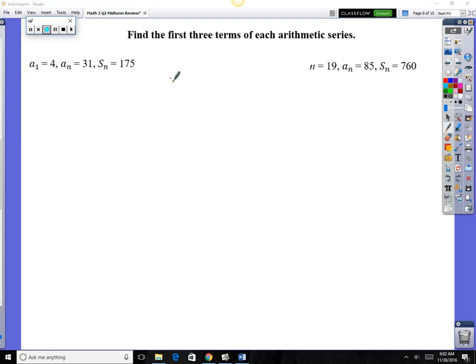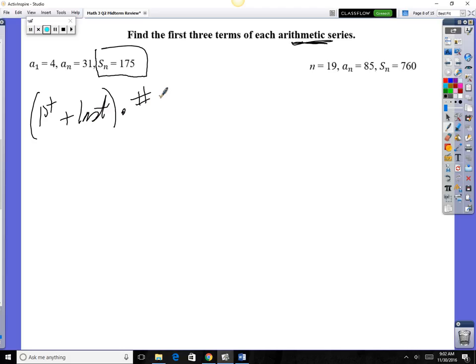Okay, so same thing, but now they're going to give you the sum. So their arithmetic series, and this is the sum. The sum of all of them equals 175. So the formula is this: your first plus the last times the number of terms in the pattern, and you've got to divide that by 2 because you're going to make pairs out of them. That equals the sum. So now the sum of all of them is 175.